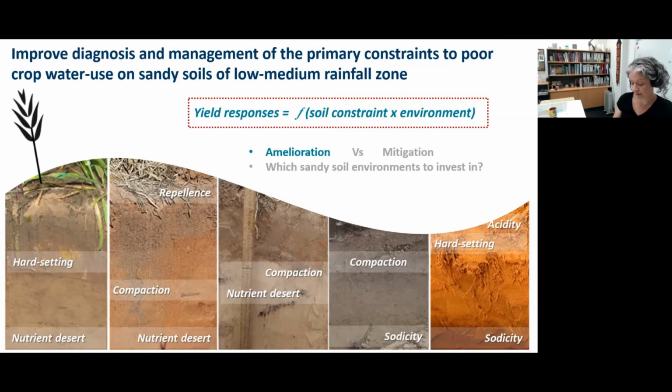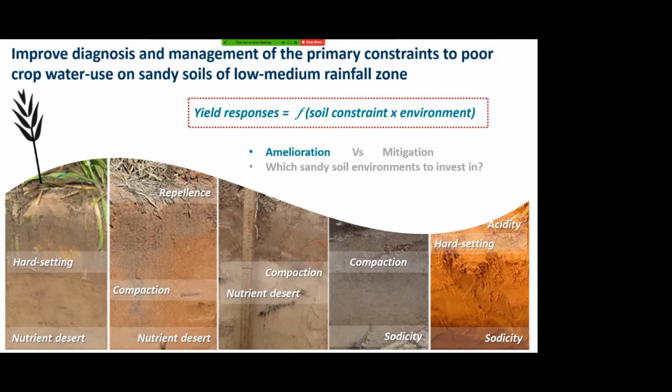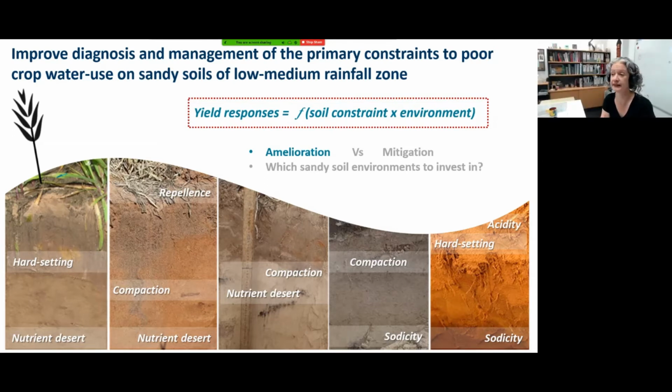And at the time, there'd been growing interest in some of the deep amelioration approaches to address the constraints. The project does look at both amelioration, so intensive deep tillage type strategies, as well as annual mitigation strategies that are achieved through seeder practice. But today I am going to concentrate on the amelioration side of things. But broader across the project, we are looking to identify which sandy soil environments are worth investing these amelioration approaches in.